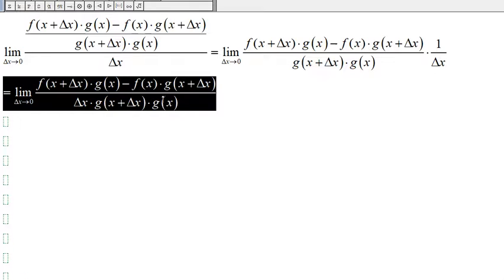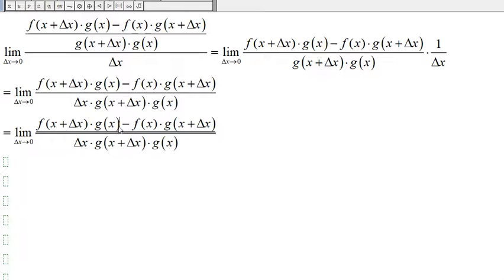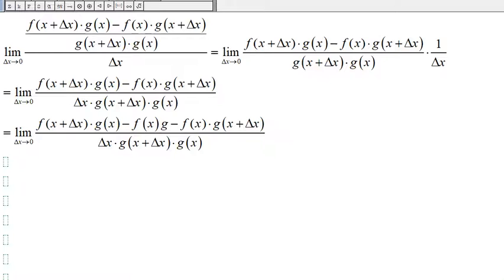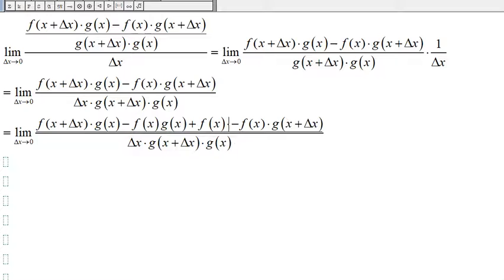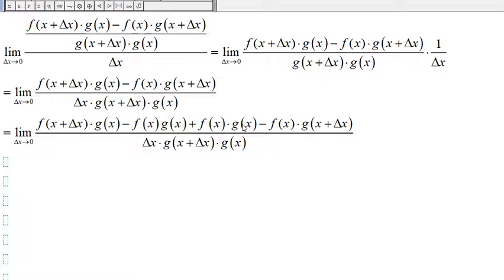And then next, we're going to insert a couple of expressions. So we're going to subtract f of x times g of x, and then add f of x times g of x. So we added f of x times g of x and subtracted f of x times g of x. So we're adding and subtracting the same thing. So basically what we just did was just add 0 to the top. So we add 0 to something, we haven't changed anything.